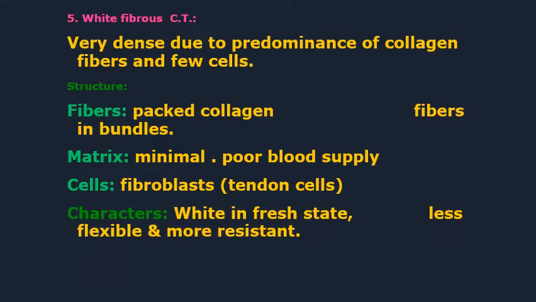They are white in fresh state, and they are less flexible and more resistant. They stain blue with Mallory stain. Here are the collagen fibers, and the arrow points to the cells which are the fibroblasts.